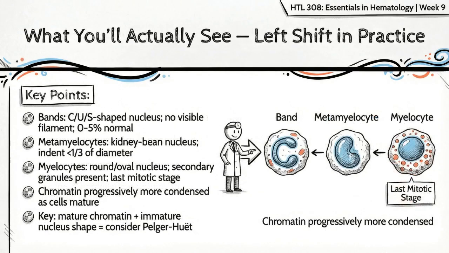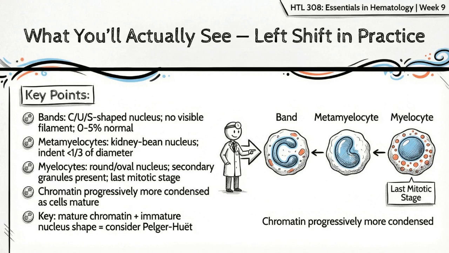So what does a left shift actually look like when you're sitting at the microscope? Let's go through the cells you might see. Bands are the most common. They have a C, U, or S-shaped nucleus without a visible thin filament connecting the lobes. The chromatin is dark and coarse. Bands are normal up to 5%; above that, you're reporting a left shift.